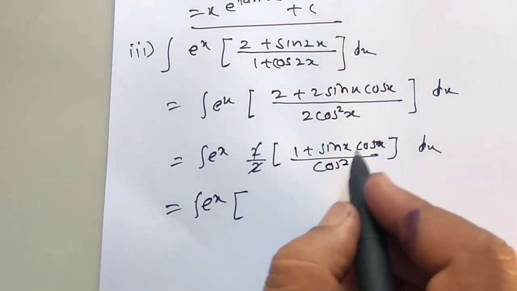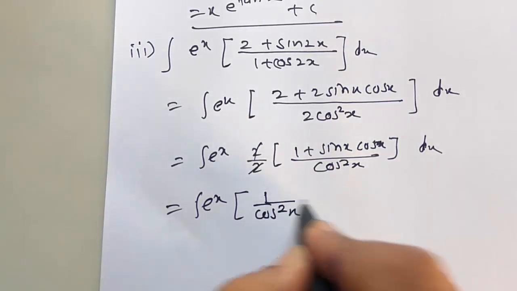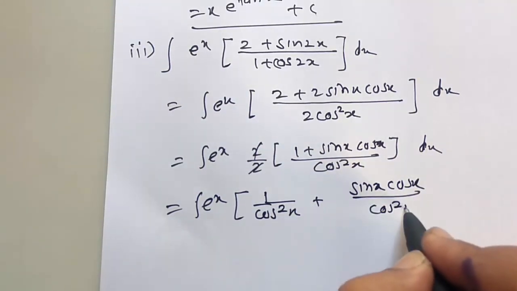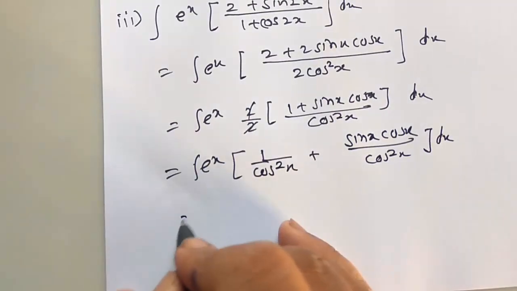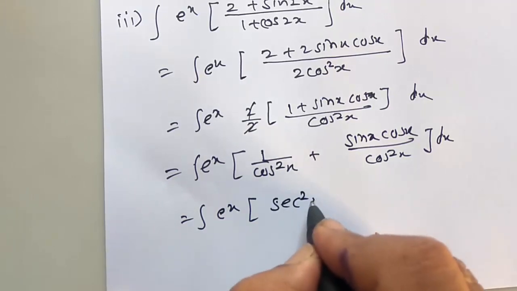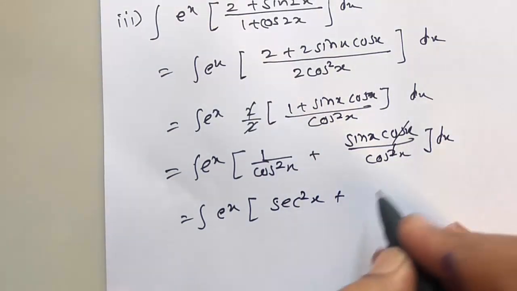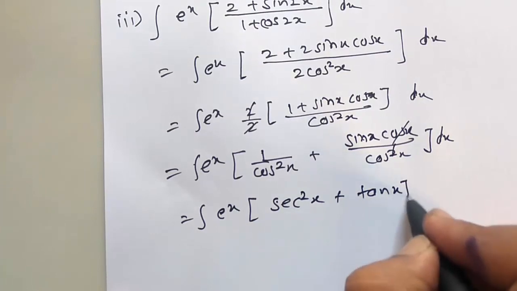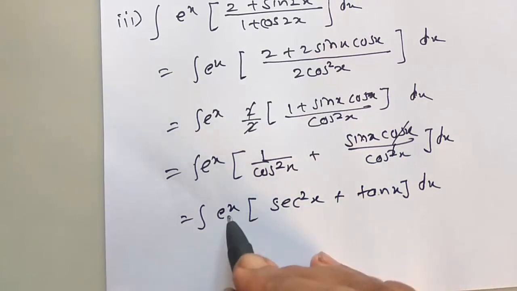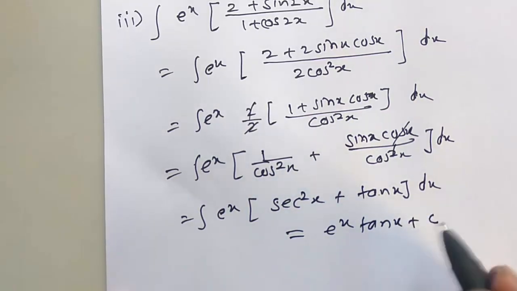We divide each term by cos square x: 1 upon cos square x plus sin x into cos x upon cos square x, dx, is equal to e raised to x. 1 upon cos square x is sec square x, plus here we get one factor of cos x cancelling with cos x. So sin upon cos becomes tan x dx. Now f of x is tan x, its derivative is sec square x, and it is multiplied by e raised to x. So its answer is e raised to x into tan x plus c.